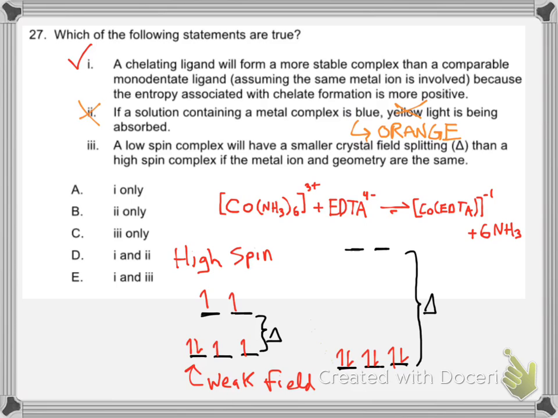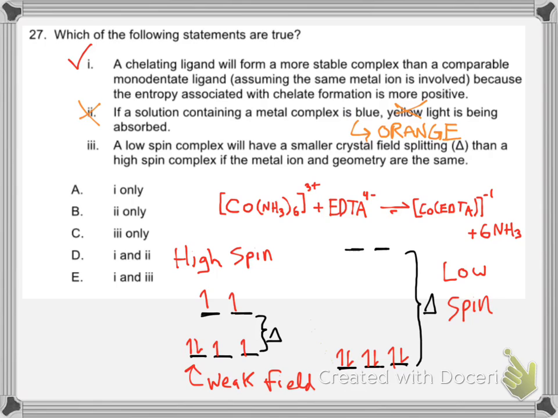So this is a strong field. This would be created from a strong field ligand. It's also called a low spin complex because you have to fill out all of these low energy orbitals before you work your way up to the higher energy ones.